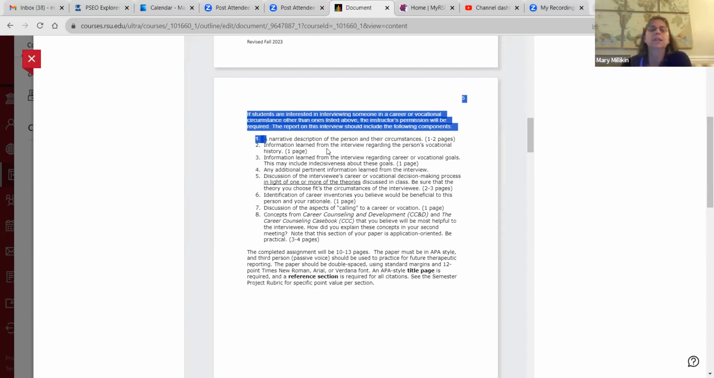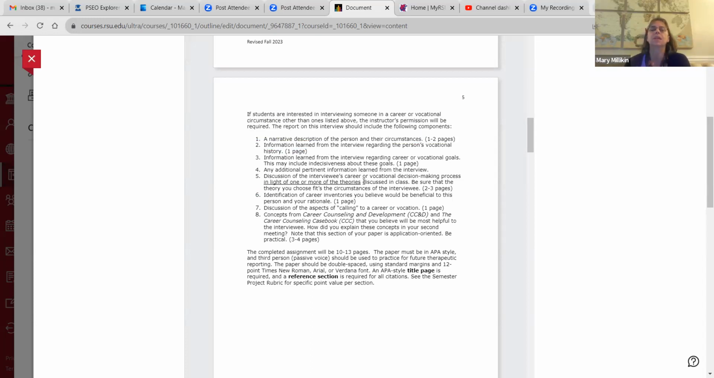So the first component is a narrative description of the person that you're interviewing about their career choices or decision-making and their circumstances. You'll take about 1 to 2 pages to do that narrative description of their current circumstances, such as maybe they have just been laid off a job after 5 years. And now they're very much thinking, instead of being a welder, maybe they want to go back to school. You're going to pull that in.